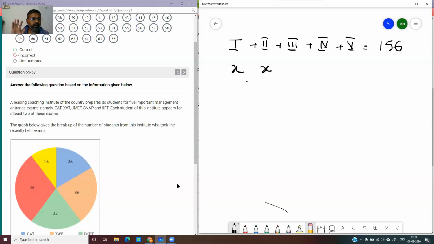Are you okay with this, 2x and x? If you have any confusion, please ask me now. I've taken both of them as x because there is nobody who is writing exactly one exam, and exactly one exam is at least one minus at least two.